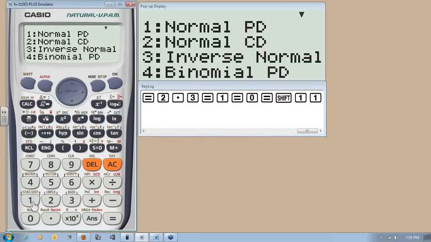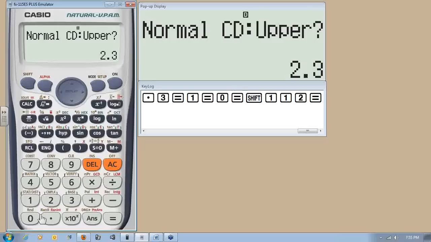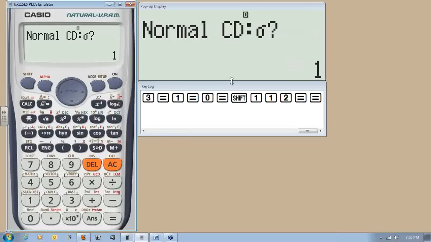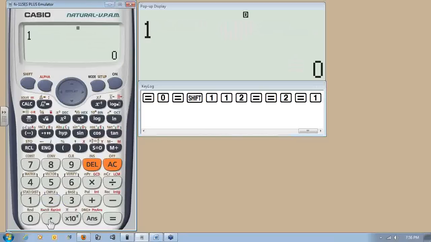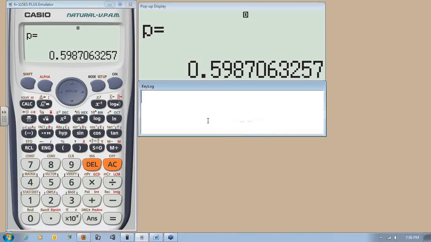So I'm going to change the type. What I did there is press shift number 1. I'm going to go back into type number 2. Let's go with a lower end of negative infinity, upper end of 2.3 again. Let's change my standard deviation to 2 and my mean to something like 1.8. So a couple of slight different changes, we get a slightly different probability. Get rid of that.